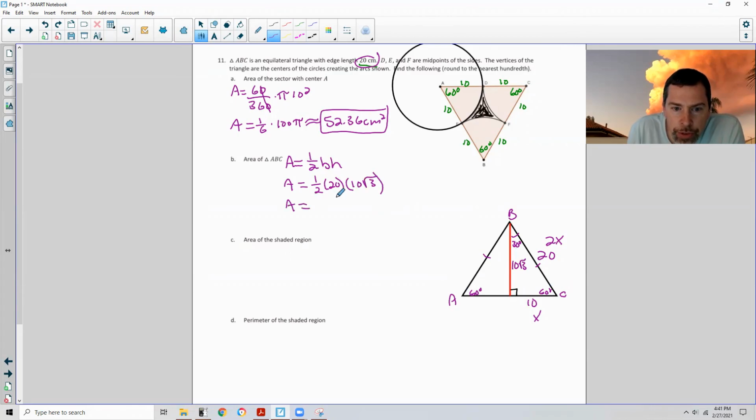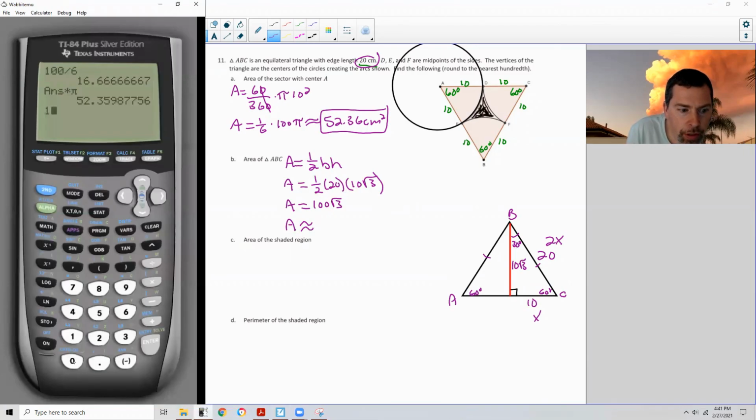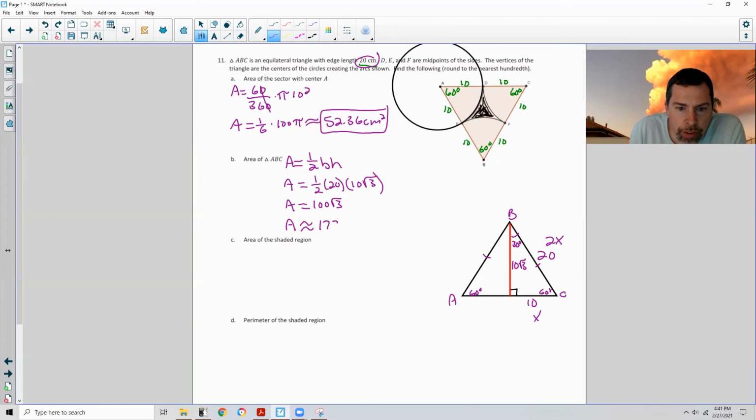So the area is going to equal 1/2 of 20 is 10. 10 times 10 is 100 square root 3. So the area is approximately 100 square root 3 equals 173.21 centimeters squared.